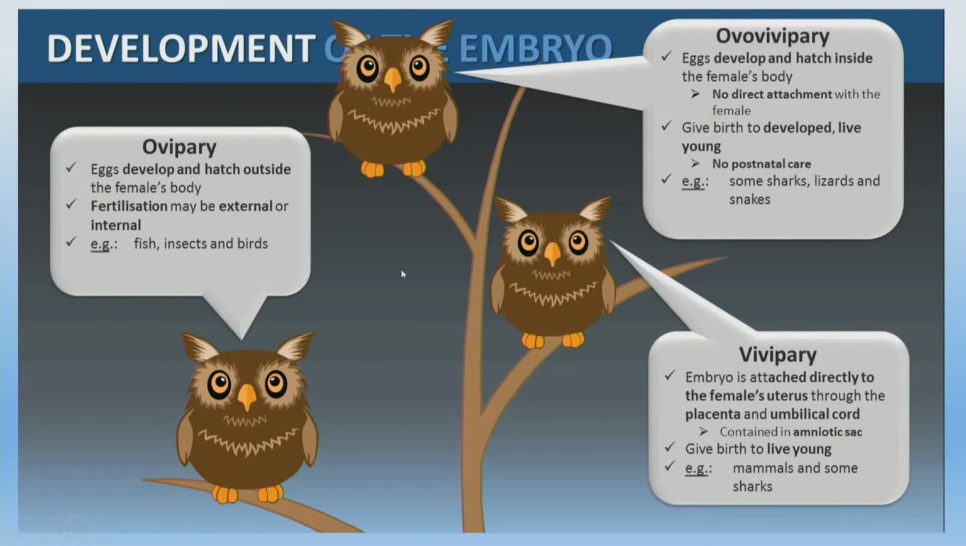On the next slide, we still have these reproductive strategies. With oviparity, eggs develop and hatch outside the female's body, and fertilization may be external or internal. With viviparity, the embryo is attached directly to the female's uterus through the placenta and umbilical cord. With ovoviviparity, please remember that eggs develop and hatch inside the female's body.